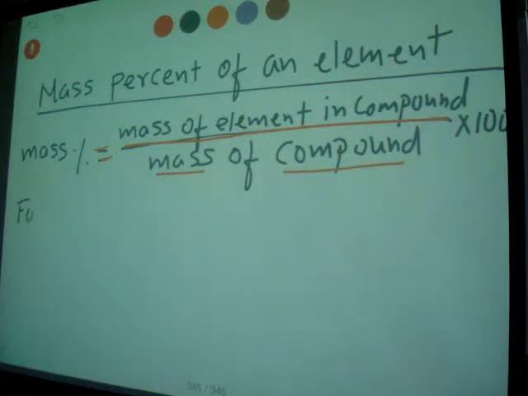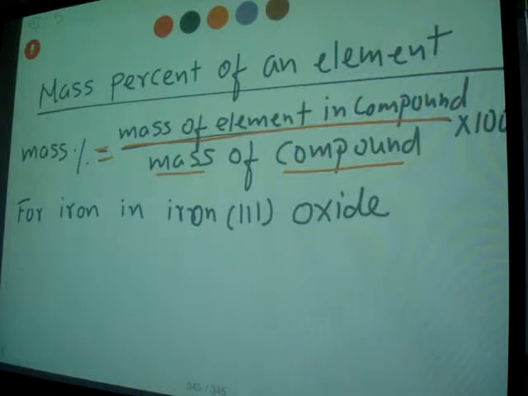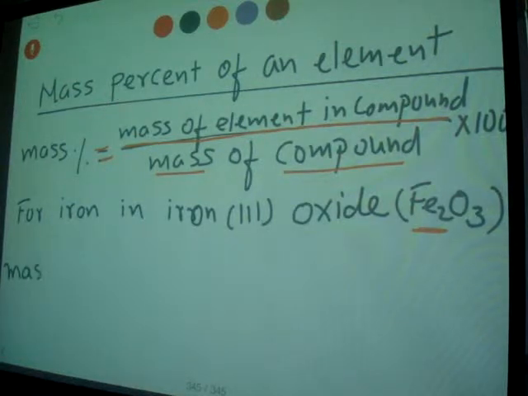For iron in iron 3 oxide. So iron 3 oxide formula is Fe2O3. We need to find mass percent of iron, Fe. Alright, so let's apply this formula, mass percent.